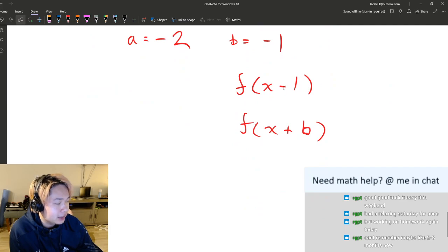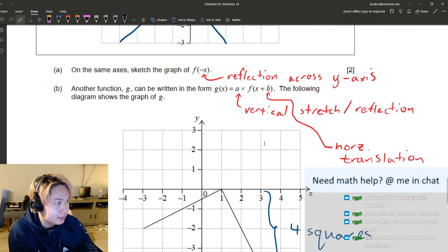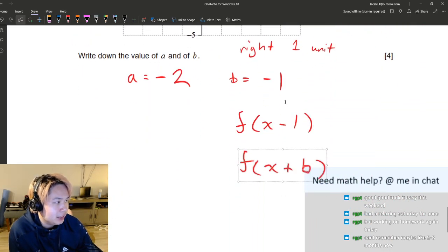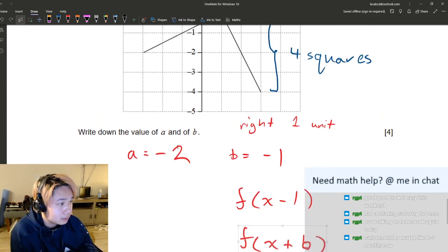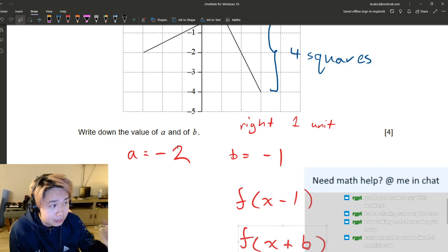Because we actually want to have an x minus 1, but the general format in the question is plus b. So b has to be negative then. That's kind of stupid, but something to be a little careful about.